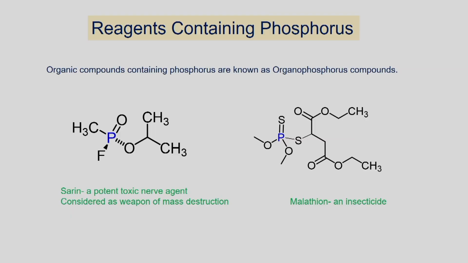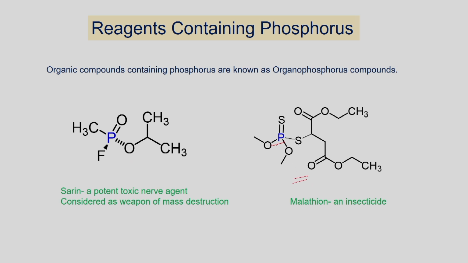Now let us look at this slide. This compound which contains phosphorus is known as sarin, which is a potent toxic nerve agent. If you happen to inhale it, it damages the nervous system and leads to death, and it is considered a weapon of mass destruction.